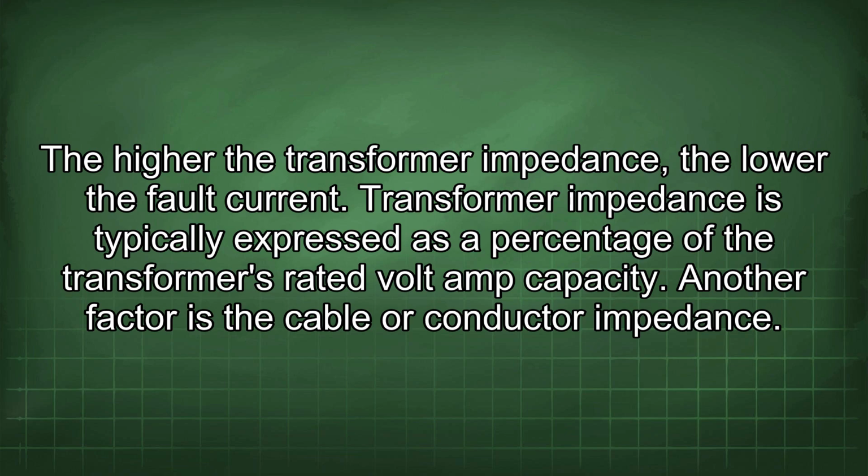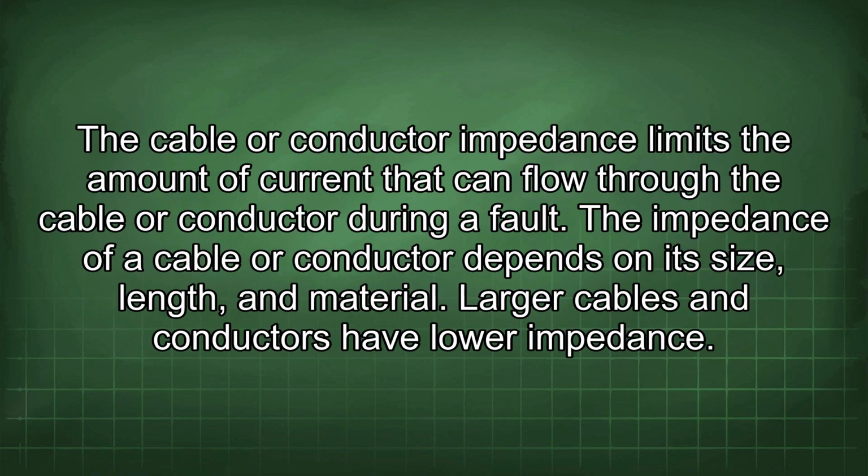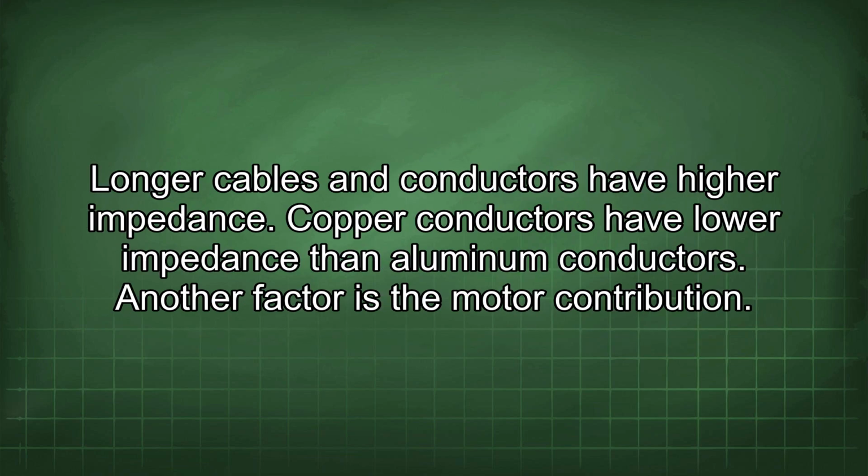Another factor is the cable or conductor impedance. The cable or conductor impedance limits the amount of current that can flow through the cable or conductor during a fault. The impedance of a cable or conductor depends on its size, length, and material. Larger cables and conductors have lower impedance. Longer cables and conductors have higher impedance. Copper conductors have lower impedance than aluminum conductors.